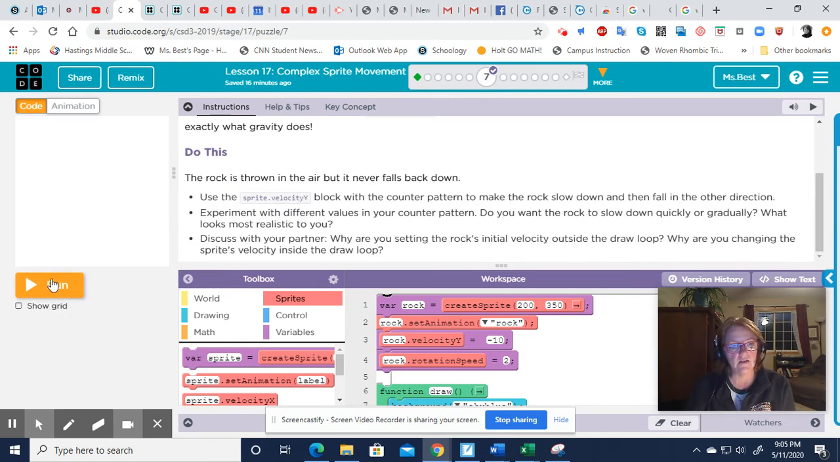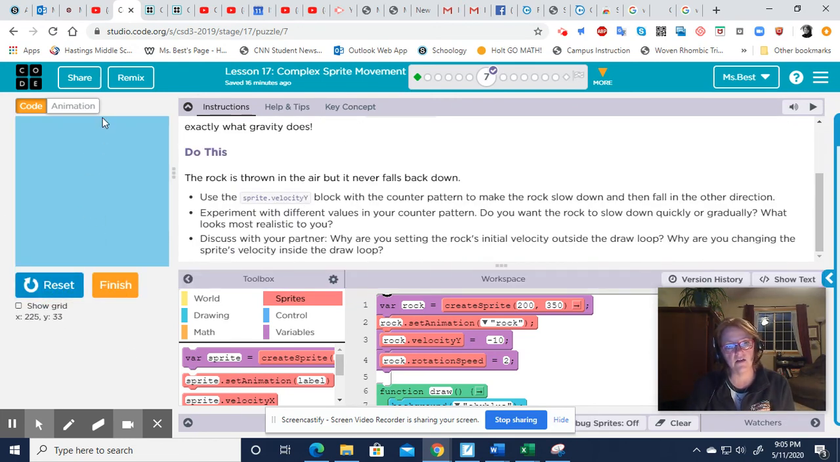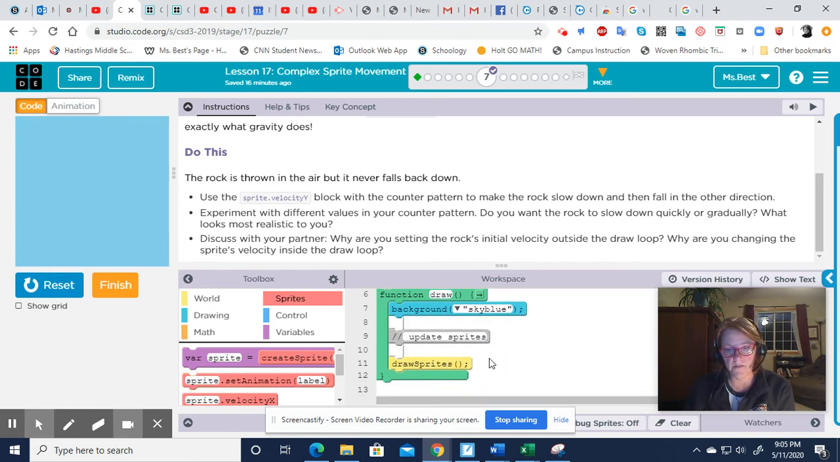All right, this is back to the rock. This rock is getting thrown up in the air, but you know our laws of physics say what goes up must come down. Use the sprite velocity y block with a counter pattern to make the rock slow down and then start falling in the other direction. Experiment with different values. Do you want the rock to slow down quickly or gradually? What looks realistic? All right, well, let's see what we've got here.